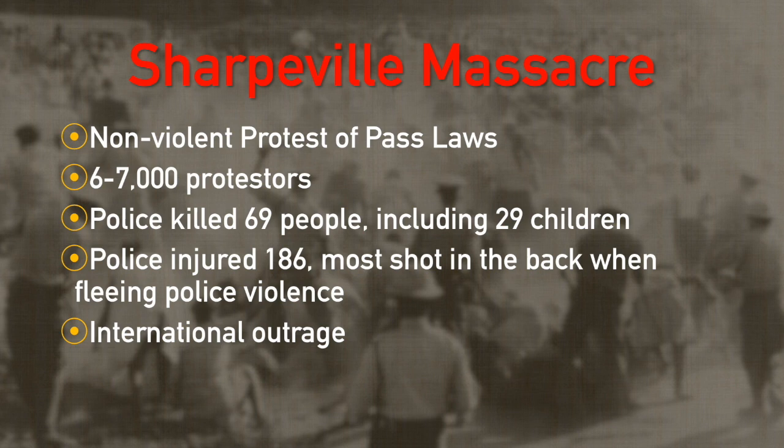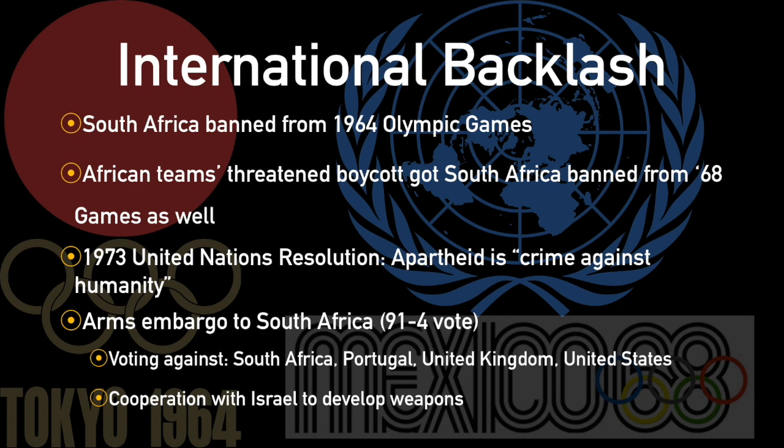Photographs of the Sharpeville Massacre were published around the world, including ones of young people being shot in the back as they fled police. International outrage led the United Nations to begin the process of condemning the apartheid government. In 1973, a UN resolution identified apartheid as, quote, a crime against humanity. They called for an embargo, especially on weapons, against South Africa. 91 member states voted in favor and 4 against, the 4 being South Africa, Portugal, the United Kingdom, and the United States. And South Africa was suspended from the United Nations.